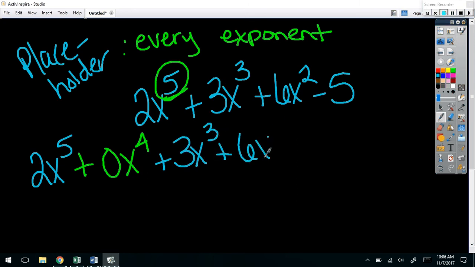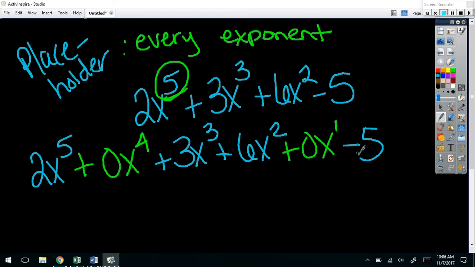I've got a 2. I need a 1. So I'm going to do 0x to the 1st power. And I've got the minus 5. Now I'm ready to go on that.